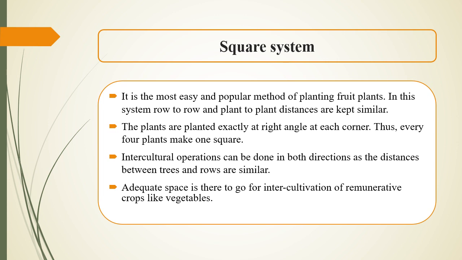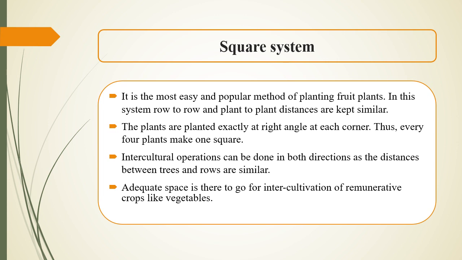Firstly, coming to traditional systems of planting, the first one is square system. Square system is the most easy and popular method of planting. This is easy not only for laying out but also for other intercultural operations to follow. Here in the square system, the plants are planted exactly at right angles to each other. The four plants that are planted on the corners make a square. So the name square system.